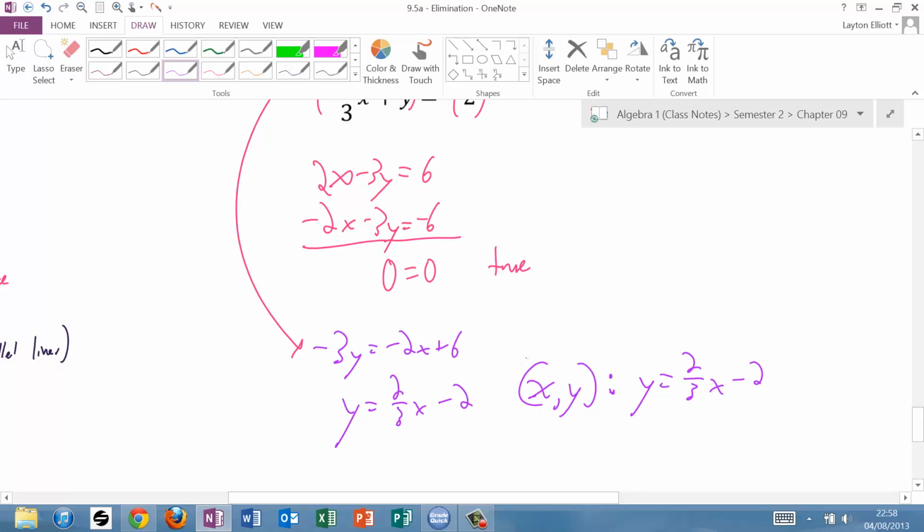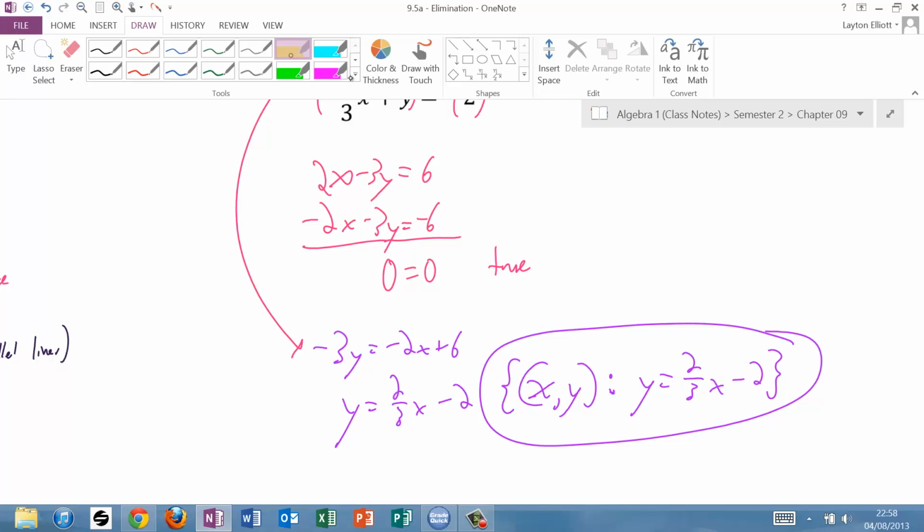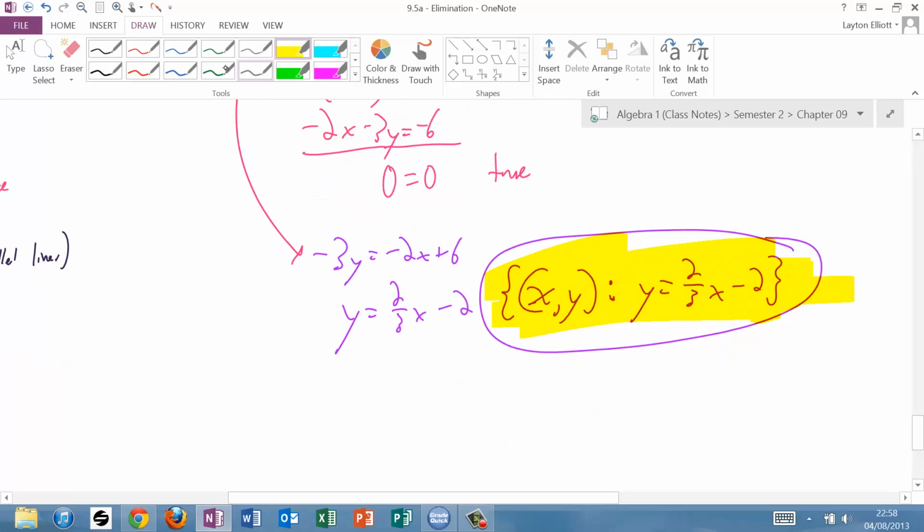So your solution is what I'm writing right now in set notation, if I can draw the brace right. This you must memorize how to do. I'm going to highlight this because you need to refer back to this example to see how to do this, since that's new. This means all xy such that the line is true.